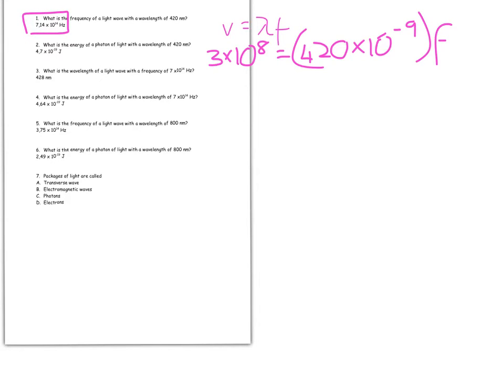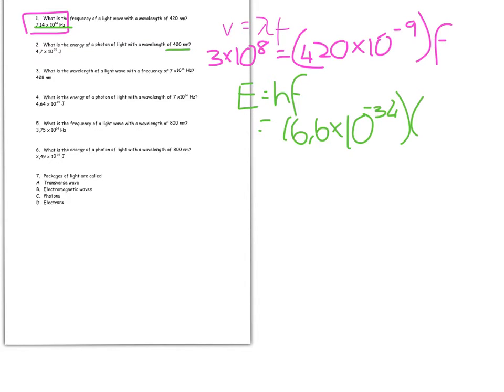What is the energy of a photon of light that has that exact same wavelength? So I've now already got the frequency of that, and I know that energy is equal to HF, and H is equal to 6,6 times 10 to the negative 34. And that is multiplied by frequency, which is going to be equal to 7,14 times 10 to the 14, and we land up with an answer of 4,7 times 10 to the negative 19.